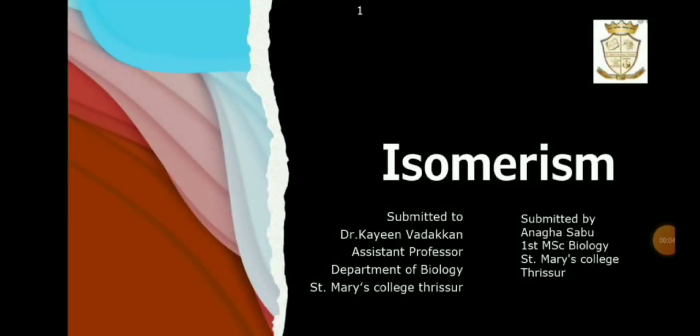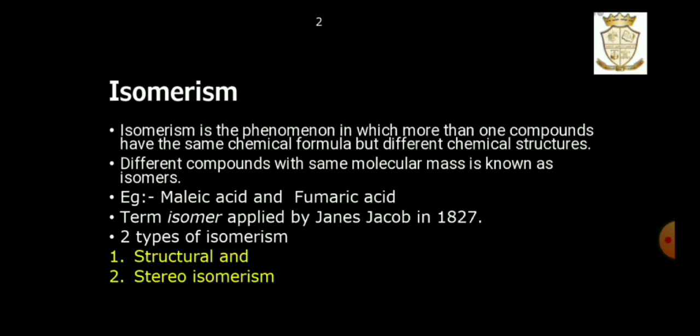Today we are going to discuss isomerism. Isomerism is the phenomenon in which more than one compound has the same chemical formula but different chemical structures. Different compounds with the same molecular mass are known as isomers. Example, malic acid and fumaric acid. The term isomer was applied by James Jacob in 1827.